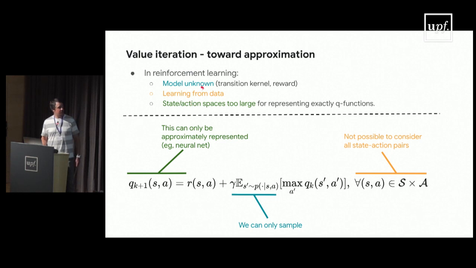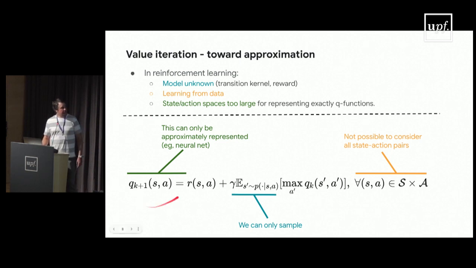The first one is that the model is unknown. That is, you cannot know exactly the probability for a given state action. But what you can do is interact with the system and sample a next state from the current state action couple. The second issue is that you have to learn from data, which allows not knowing the model. And the third thing is that the state or action spaces are too large for representing exactly the value function as a table. So you have to use function approximation, and you can use a linear function approximation, or you can use nowadays neural networks, more or less big.